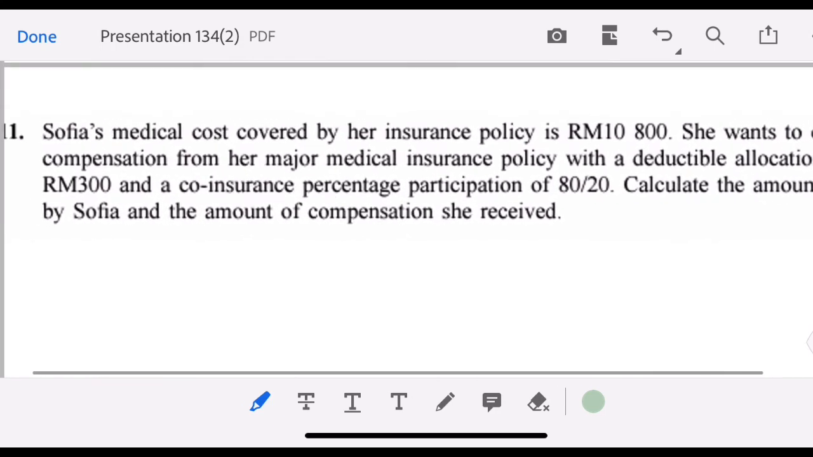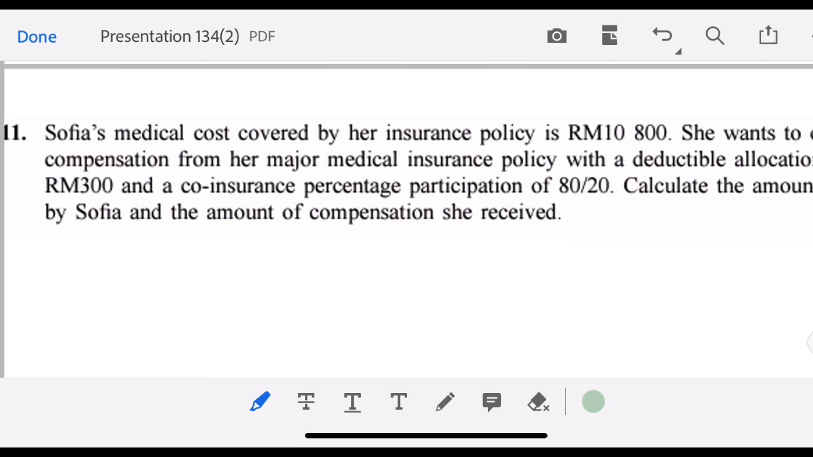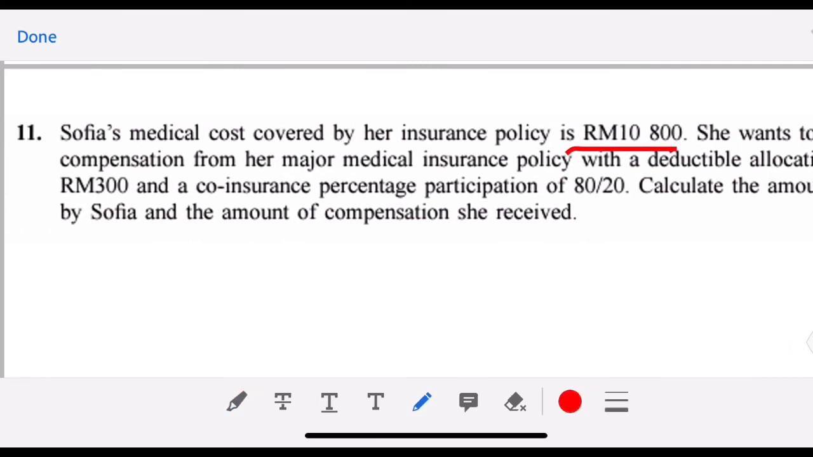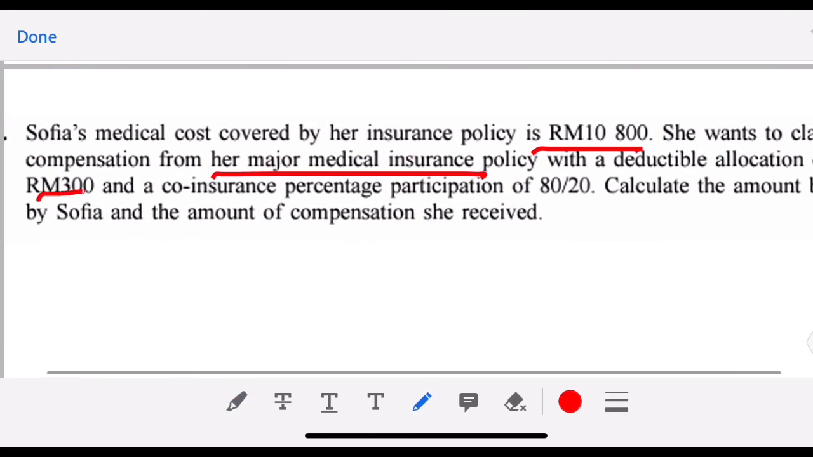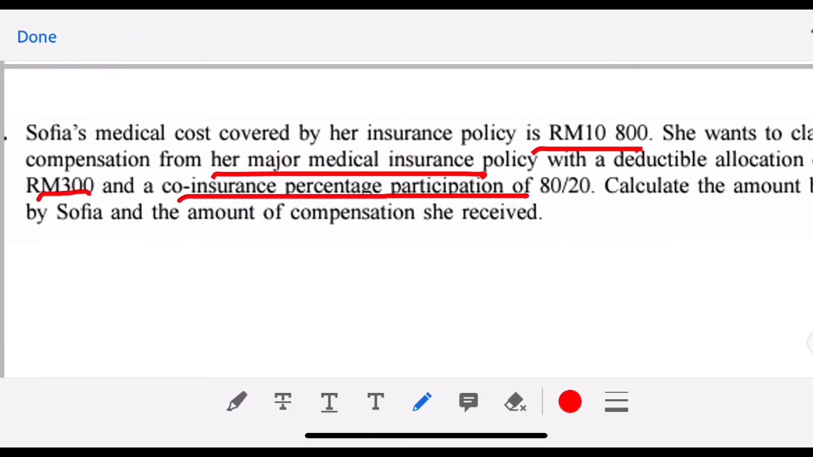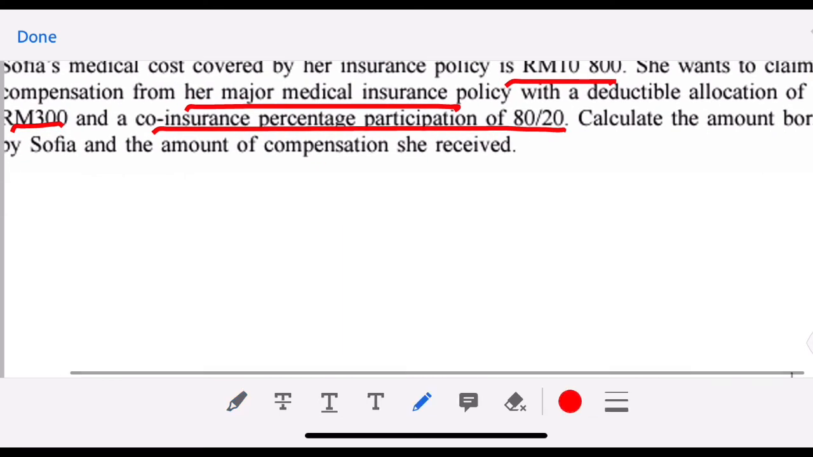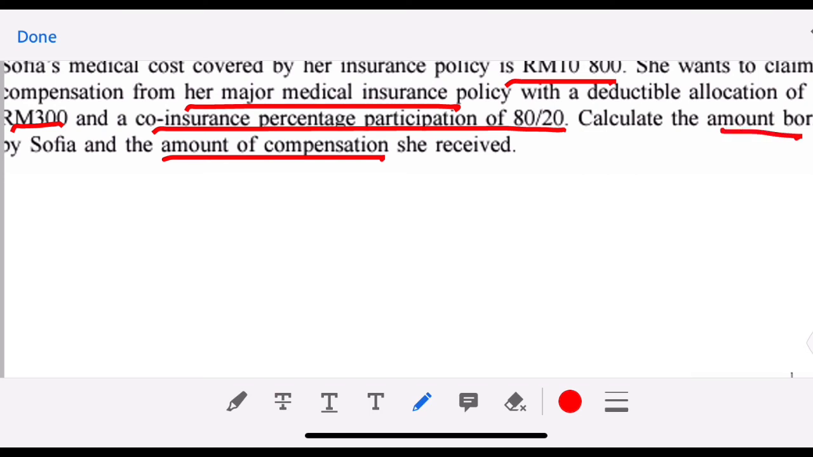Okay, so now we go to question number 11. Question number 11. Sophia's medical cost covered by her insurance policy is 10,800. Okay, she wants to claim a compensation from her major medical insurance policy with a deductible allocation of 300, and co-insurance percentage participation is 80 and 20. Calculate the amount borne by Sophia and the amount of compensation she received.